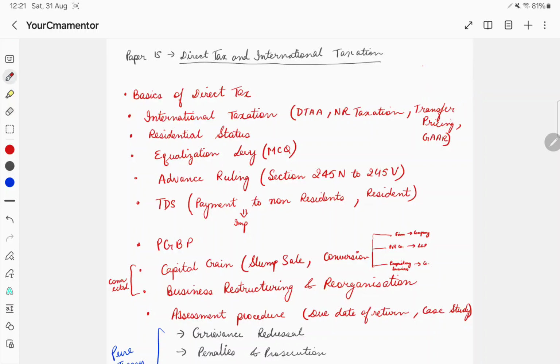So now, starting with the preparation strategy, what I would suggest is to first start with the international taxation part, because that is a much scoring part and there is 40% coverage for it. International taxation basically consists of 2 to 3 chapters. First is DTAA, then NR taxation, third is transfer pricing, and fourth is GAAR.